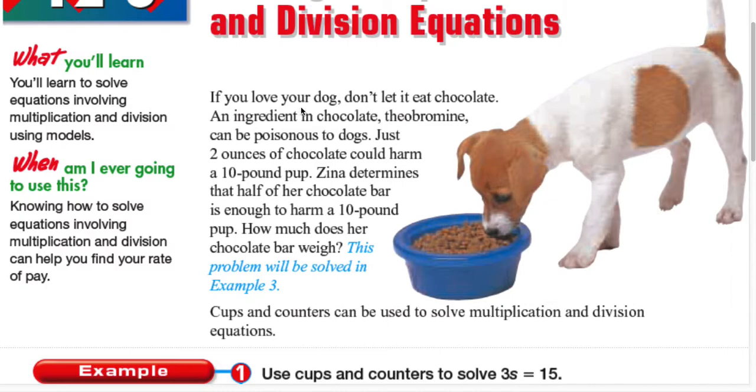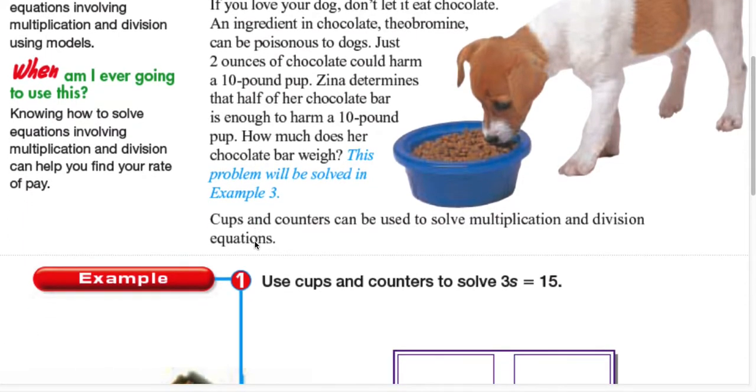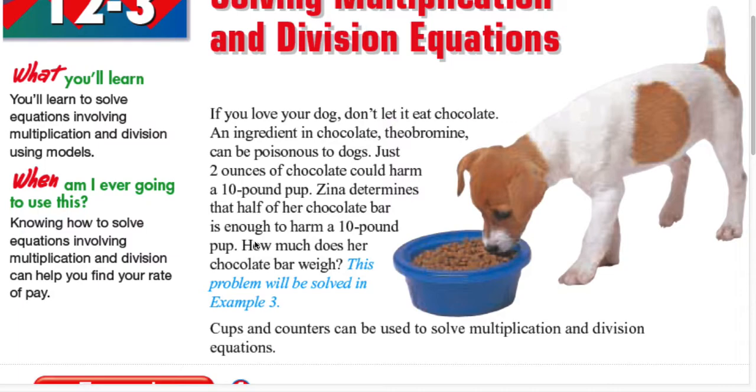So if you love your dog, don't let it eat chocolate. An ingredient in chocolate is theobromine, which can be poisonous to dogs. Just 2 ounces of chocolate could harm a 10-pound pup. So Zena determines that half of her chocolate bar is enough to harm a 10-pound pup. How much does her chocolate bar weigh? We will solve this problem in example 3.